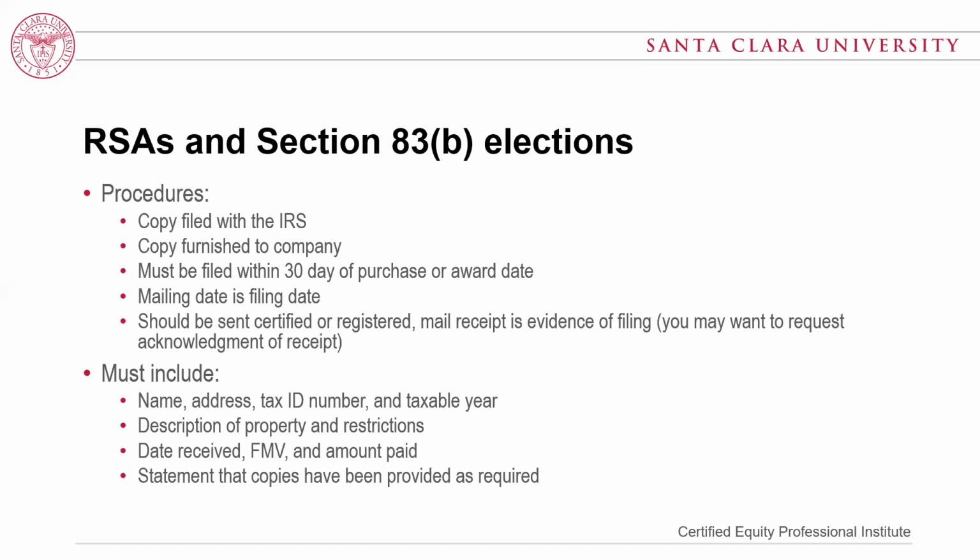And about the 83B elections, it has to be filed with the IRS within 30 days of the exercise. The postmark constitutes the filing date and must include the items as listed on the slide you're seeing. You can find examples of the form all over the internet, but you don't even need a specific form. You can just put 83B election on a piece of paper, and as long as you have the information that's listed on the bullets on the slide, you're good to go.